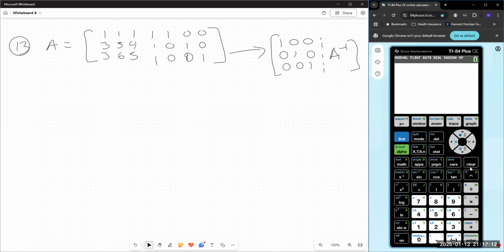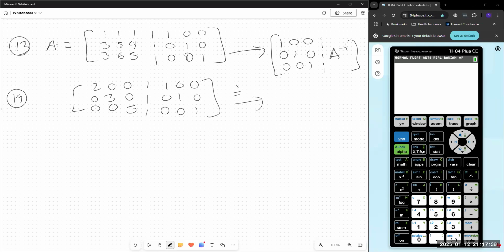Actually, the next one's very straightforward. I'll just do it by hand. So the next one, number 19, I'm not even going to use the calculator for. A is 2, 0, 0, 0, 3, 0, 0, 0, 5. So I'm going to augment that with 1, 0, 0, 0, 1, 0, 0, 0, 1. And I'm going to take 1/2 of row 1 to produce a new row 1. And that gives me 1, 0, 0, 1/2, 0, 0, 0, 3, 0, 0, 1, 0, 0, 0, 5, 0, 0, 1.